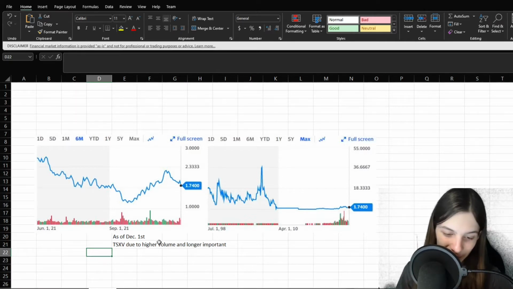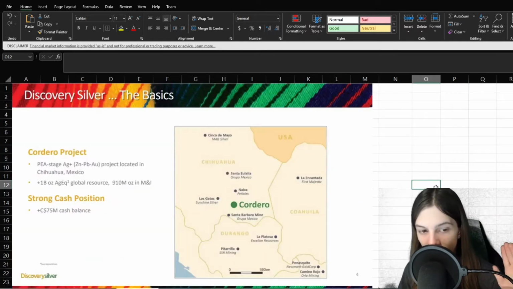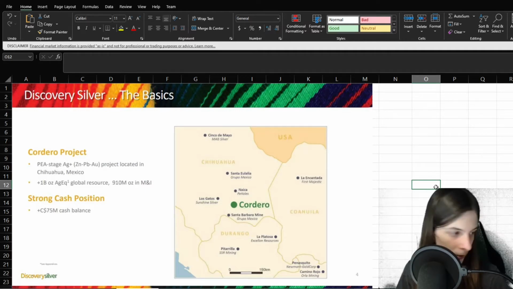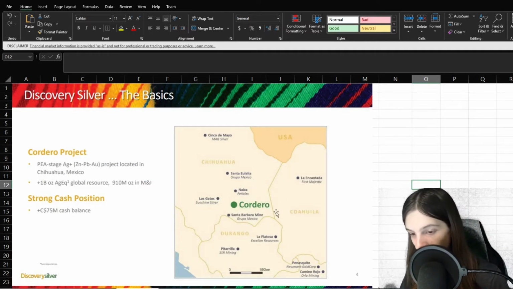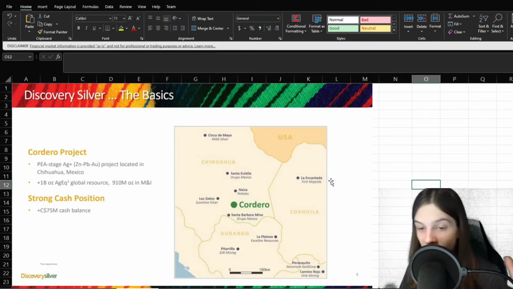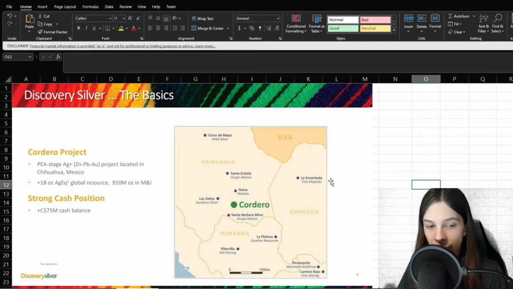But let's move on here to some snippets I took out of the presentation. So we can see here their Cordero project is at the PEA stage, and there's silver, zinc, lead, and gold in there, and it's located in Mexico. But we can see there's a whole bunch of other mines, right? Like First Majestic, one of their mines, and things like that, all surrounded. So it's a heavy silver mining district, which is, of course, a good thing.